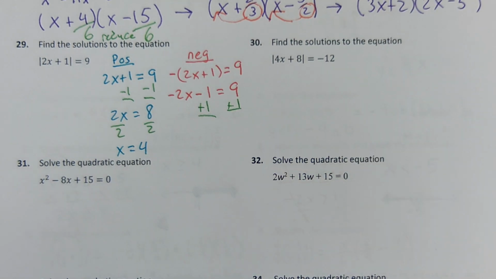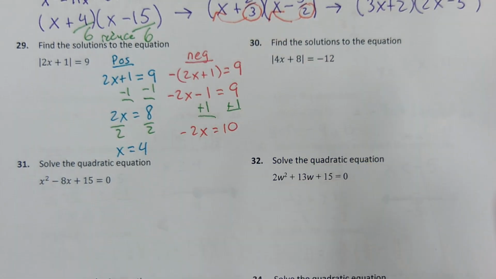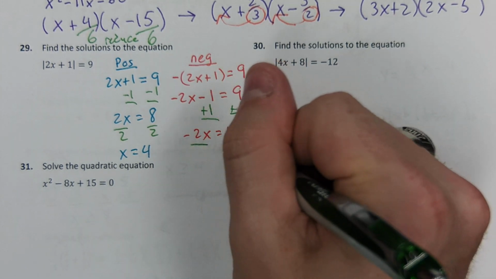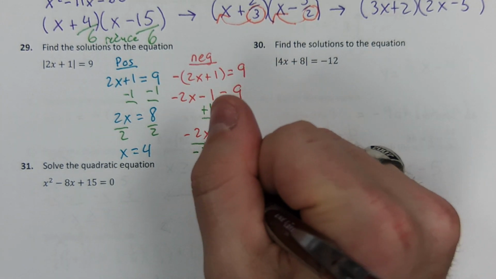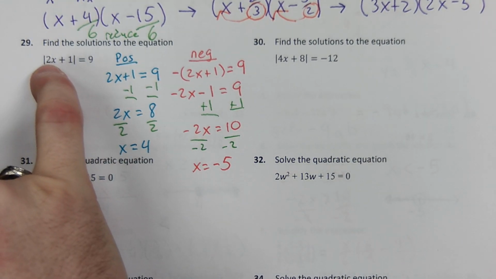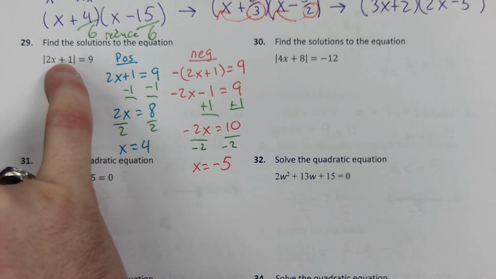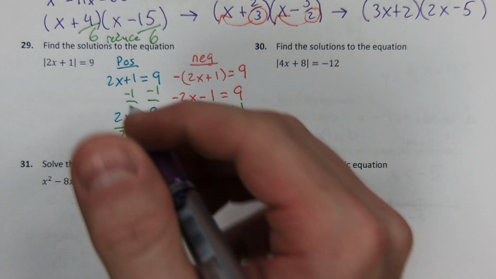Now let's solve for x. Add 1 to both sides. You'll get -2x equals 10. And then divide both sides by -2. And you will get x equals -5. Last thing you should do is check your solution. 2 times -5 is -10. -10 plus 1 is -9. Absolute value of -9 is +9. So both of those answers work.